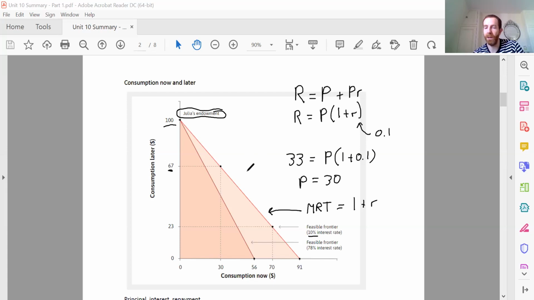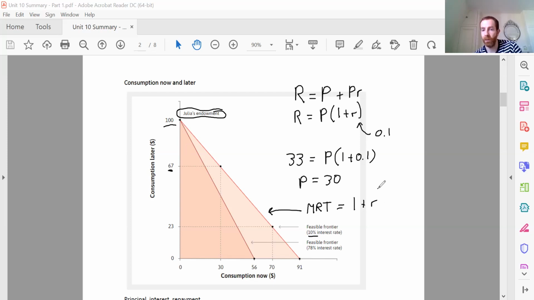So there we get this sense of what the sacrifice is, right? To get $1 of consumption now, she has to sacrifice $1.10 of consumption later on so that she can make the repayment. And that is why the slope of this is 1 plus R, because the 1 plus R tells us what the trade-off is, right? $1 extra of consumption now, sacrifice $1.10 later on. If she wanted $2 extra of consumption now, she'd have to sacrifice 2 times 1 plus R, so $2.20 of consumption later on.